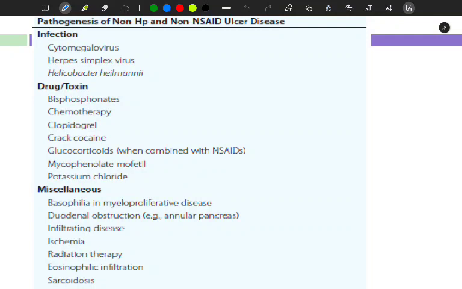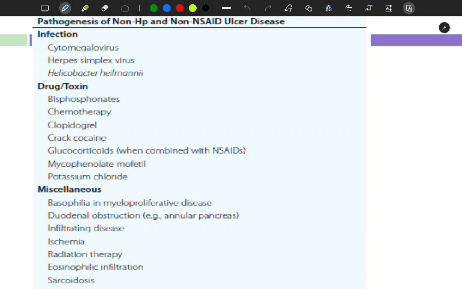Okay? MMF, mycophenolate mofetil, potassium chloride, all of these oral drugs will cause that. Myeloproliferative disorders, basophilia, because of the secretion of histamine if you have a lot of basophils in there. Duodenal obstruction and the pancreas as well, because there will be reflux of the bile and retention of the acid. So the acid will stay more within the stomach and the duodenum, and this will cause further direct damage.